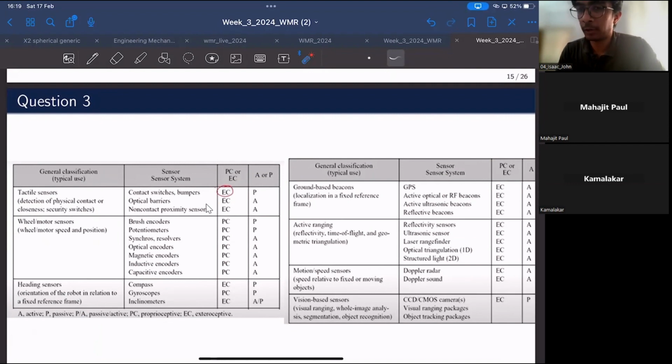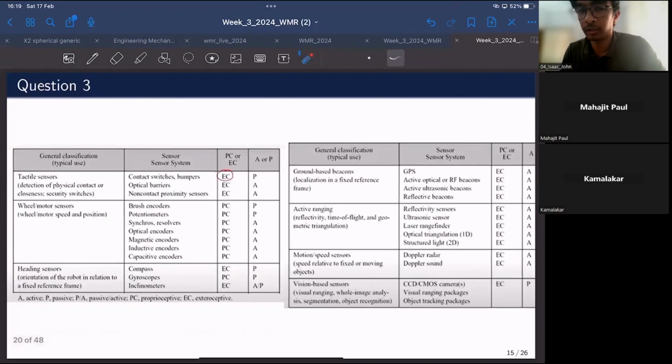Yeah, so as we were speaking, I hope I'm audible now. Sorry about that, sir, a connection issue. As we were discussing earlier, a comprehensive set of all sorts of sensors have been discussed during the lectures. For example, we have discussed multiple varieties of tactile sensors and their classification, whether they are exteroceptive or active or passive. Exactly the same for wheel motor sensors, which have many different kinds, and again the same for heading sensors.